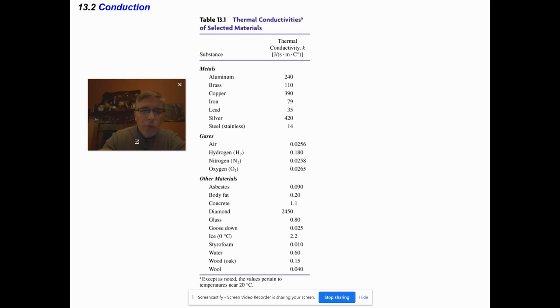aluminum is 240 here. It's not too bad. If this was stainless steel, they mentioned, it's only 14. So 14 is a lower thermal conductivity. It doesn't conduct heat nearly as well as the aluminum. And then ice down here is 2.2. It's even worse. So what you would definitely want is aluminum, not stainless steel. And then when you get that iced over, it's even going to be worse.